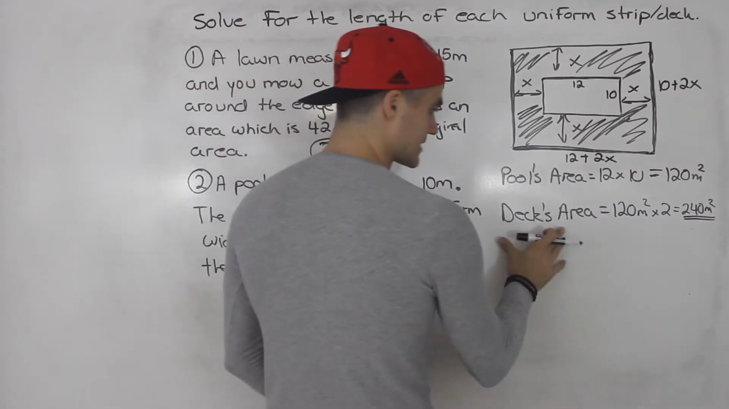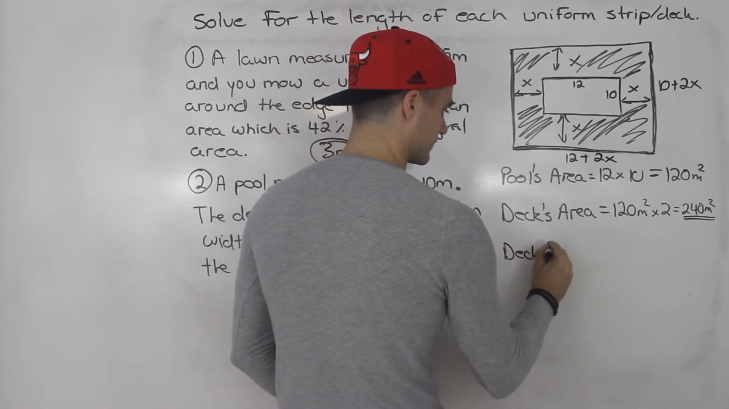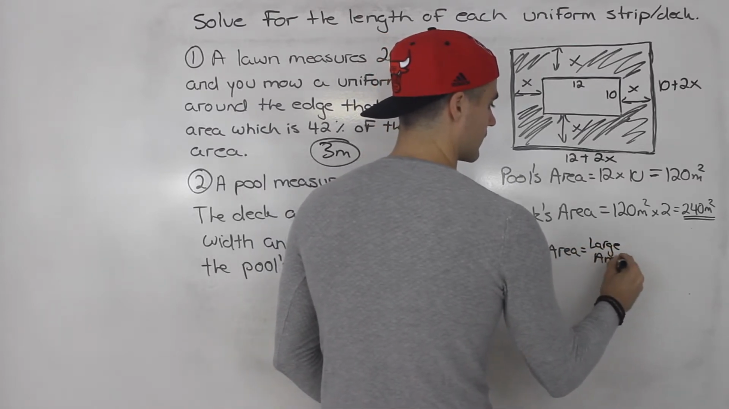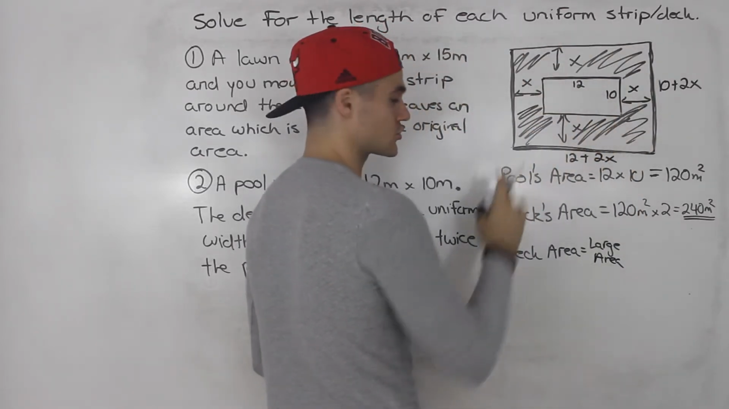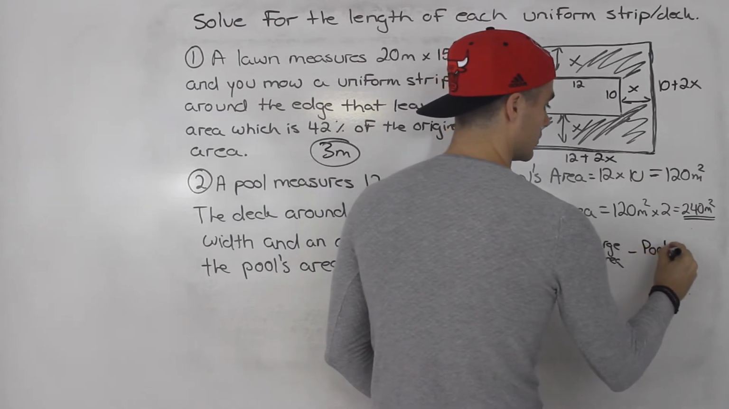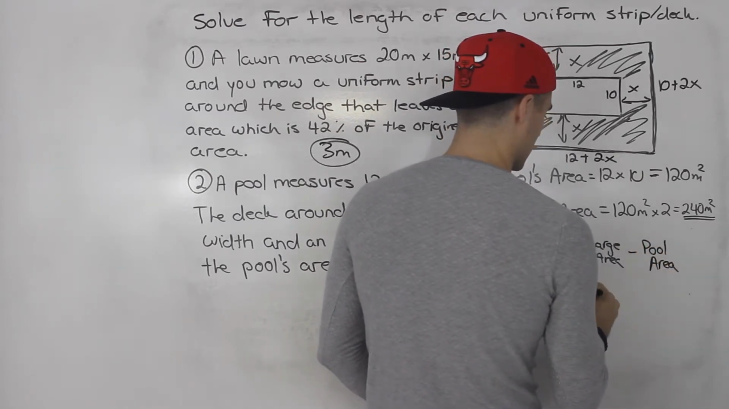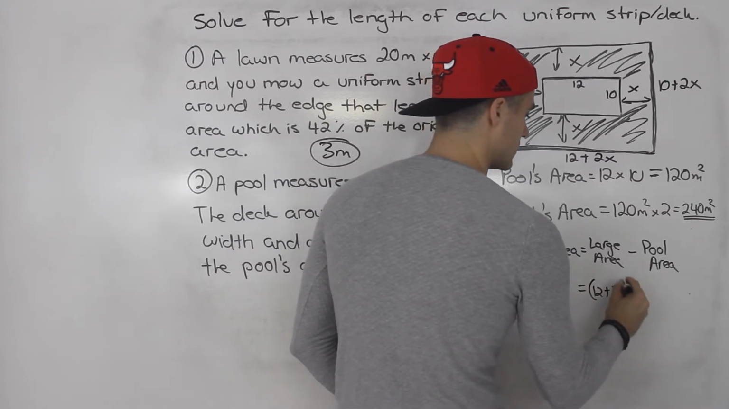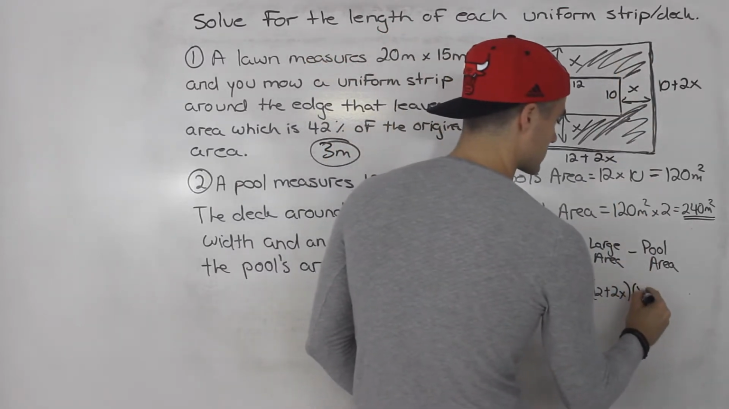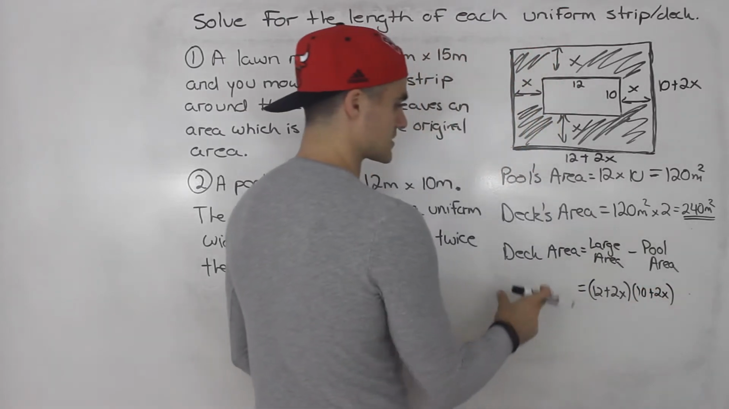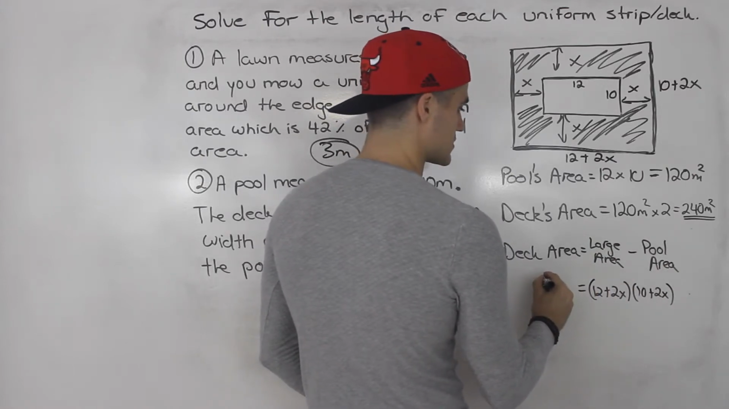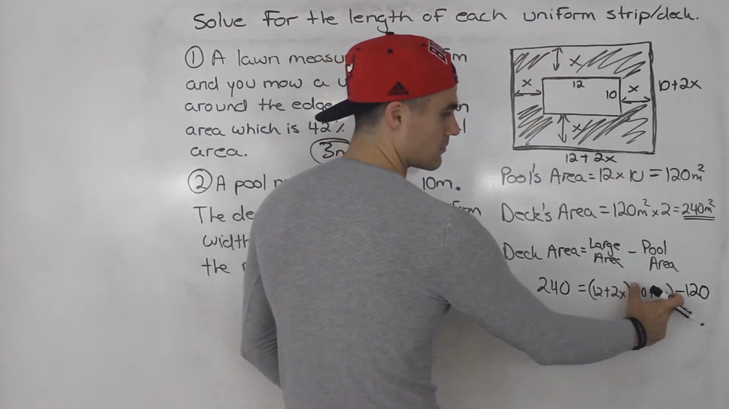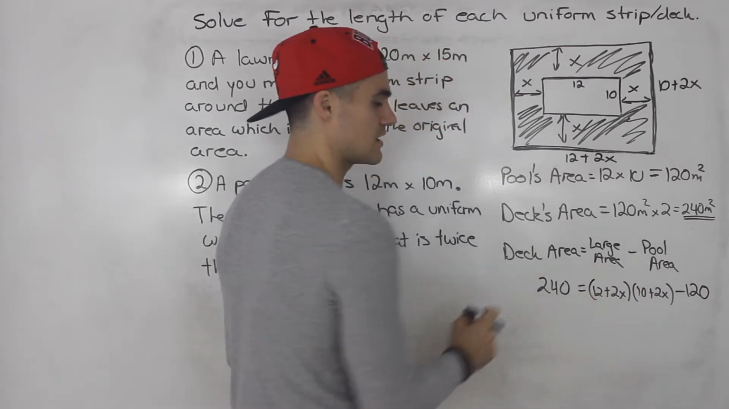So again, the deck's area we can represent as the large area being the pool and the deck, so the large rectangle minus the pool area. So what is the large area going to be? Well, the large area is going to be length, 12 plus 2x, times the width, which is 10 plus 2x. And then notice we could sub in for the deck's area and the pool area. The deck area is 240 and the pool area is 120. So the large area minus the pool area is equal to the deck's area.